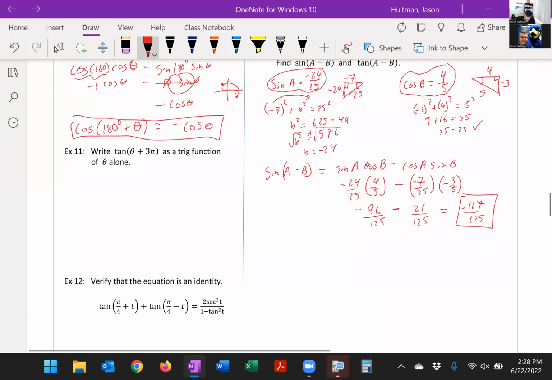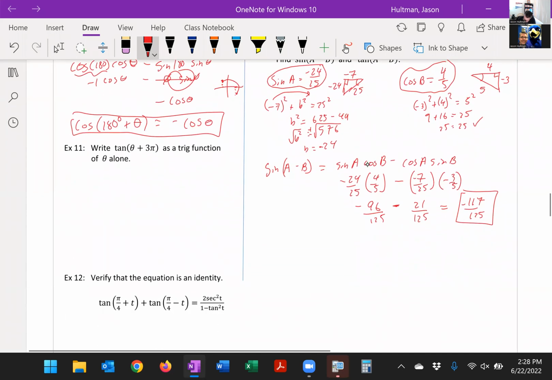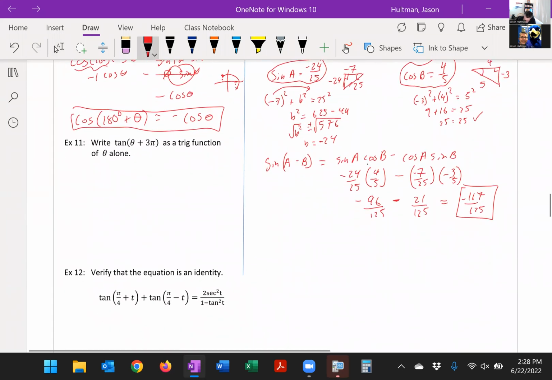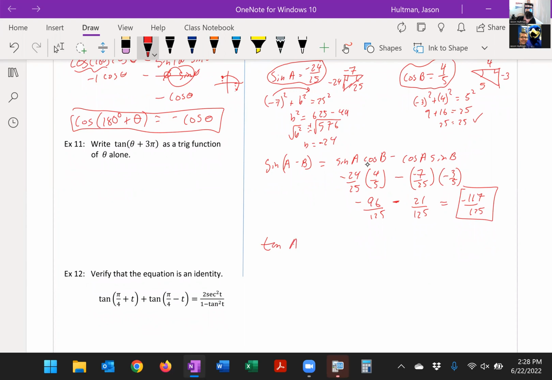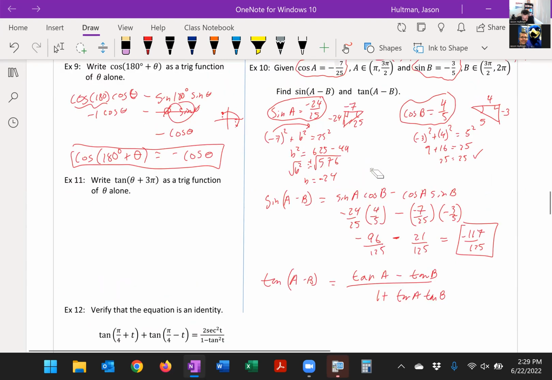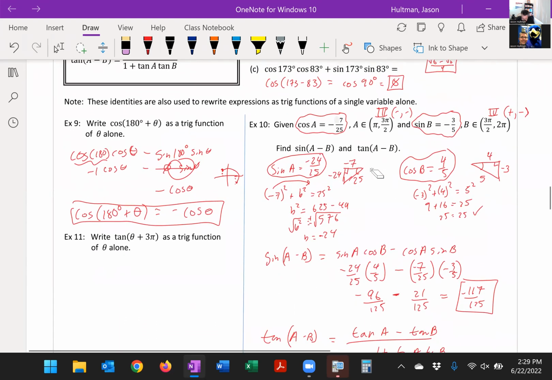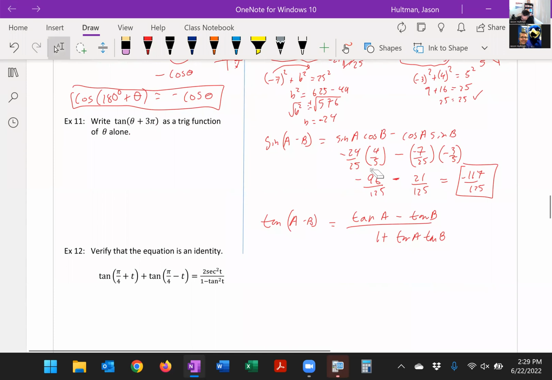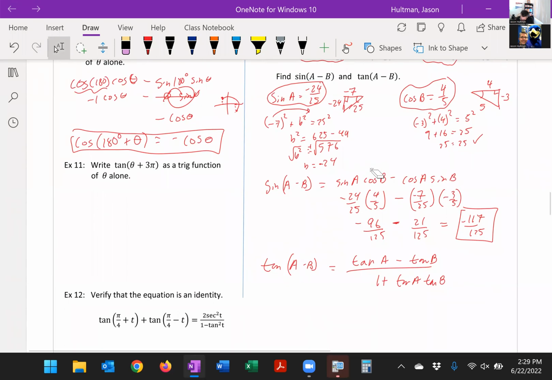Okay, let's try the tangent of, was it A minus B? Tangent of A minus B is equal to tangent A, I believe, let me make sure I can get this correct. Tangent A minus tangent B all over 1 plus tangent A tangent B. I think that's right. Is that right? Tangent A, yep.